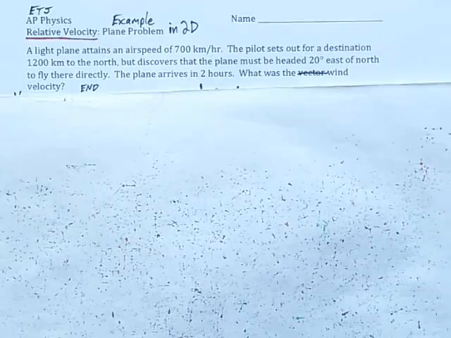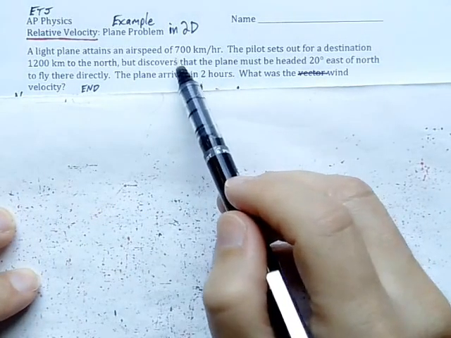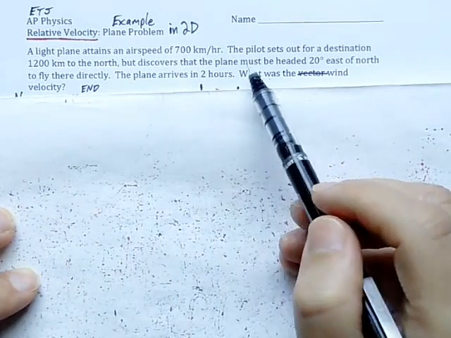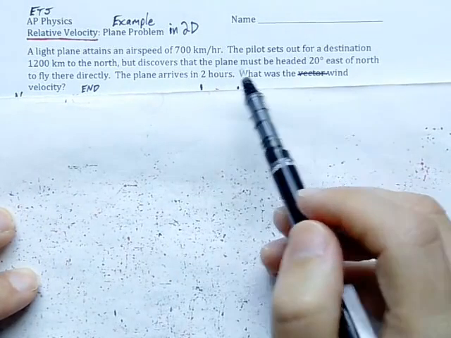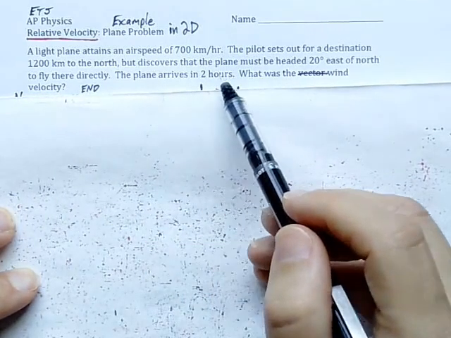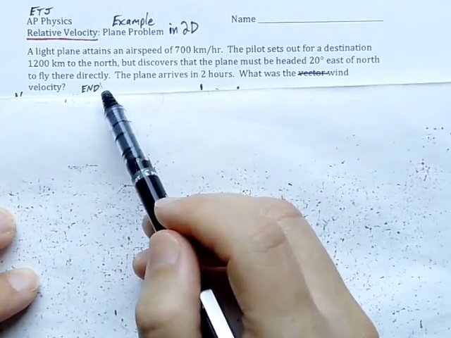Here's an example problem to which we can apply our relative velocity equation. A light plane attains an airspeed of 700 kilometers per hour. We'll discuss what this term airspeed means. The pilot sets out for a destination 1,200 kilometers to the north, but discovers that the plane must be headed 20 degrees east of north to fly there directly.